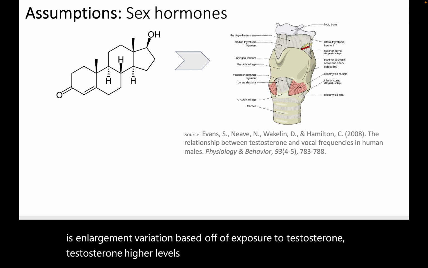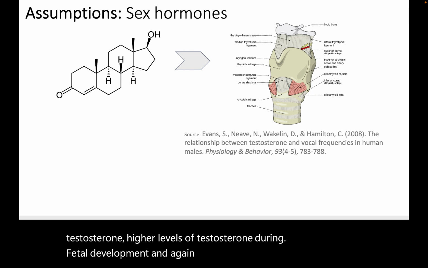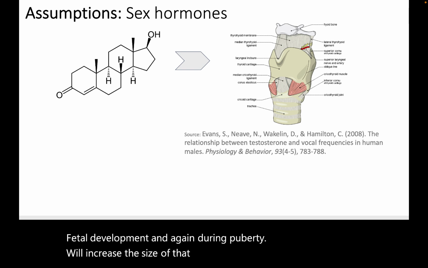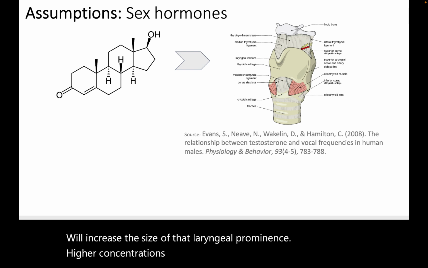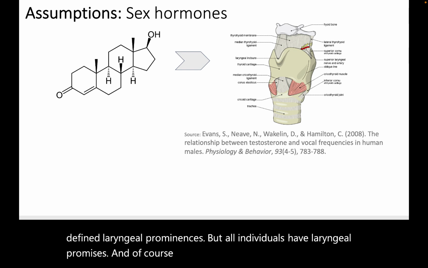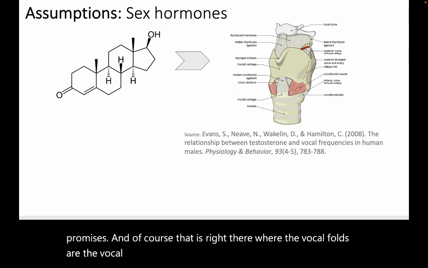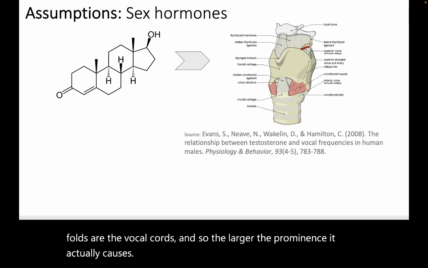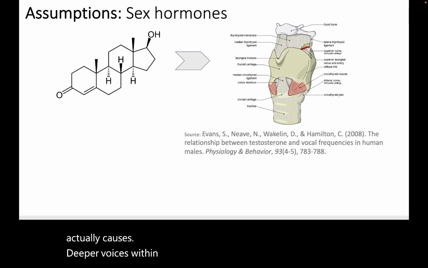Higher levels of testosterone during fetal development and again during puberty will increase the size of that laryngeal prominence. Higher concentrations of testosterone lead to larger, more well-defined laryngeal prominences. But all individuals have laryngeal prominences. And of course, that is right there where the vocal folds are, the vocal cords. And so the larger the prominence, it actually causes deeper voices within males very often.